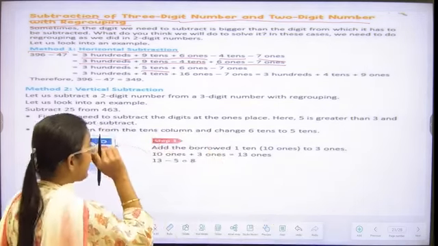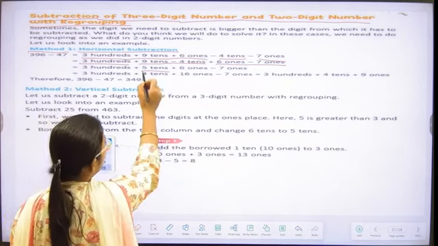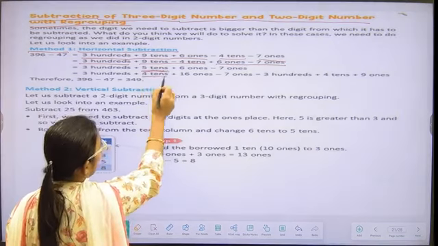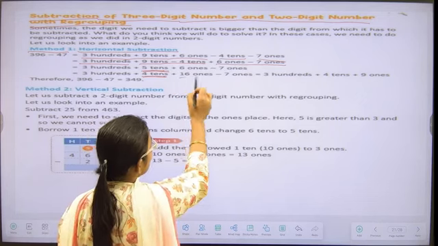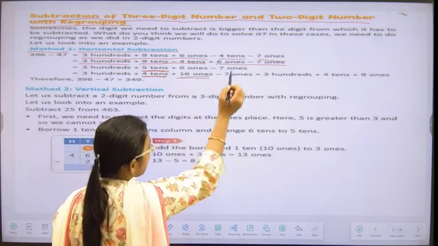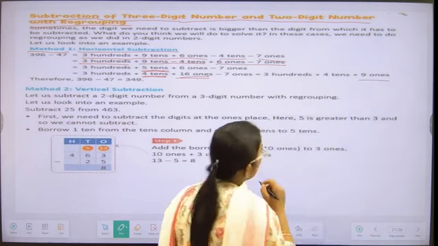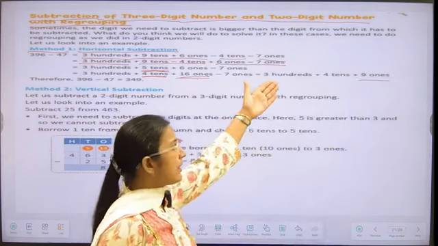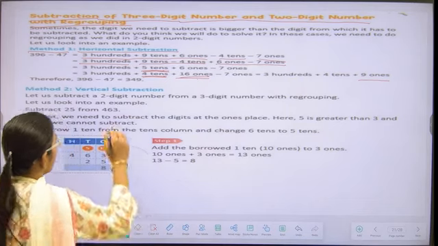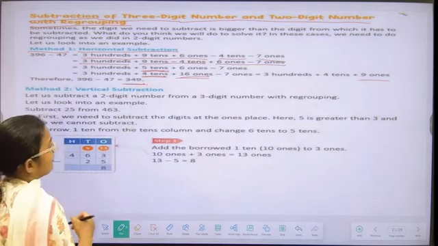So what can we say? If I'm borrowing 1 ten from this, it will have 4 tens, and it will become 16 ones. Now 16 ones minus 7 ones, I'm getting 9 ones. So our difference will be 349. So we can write 349 for that.